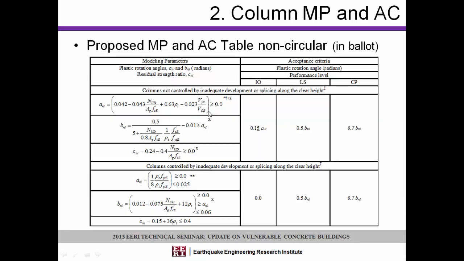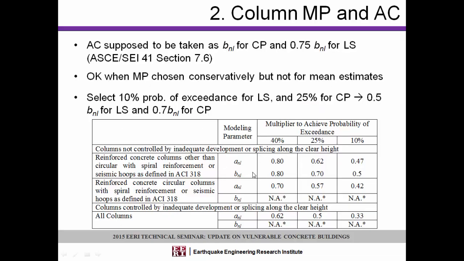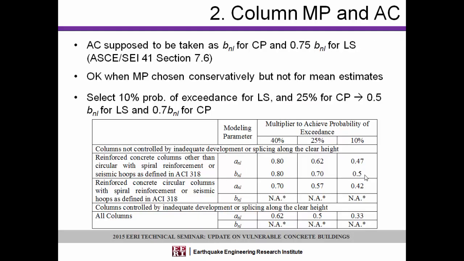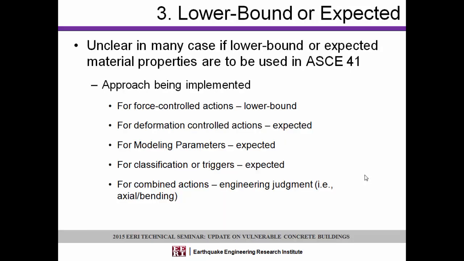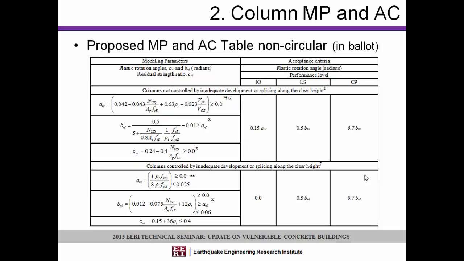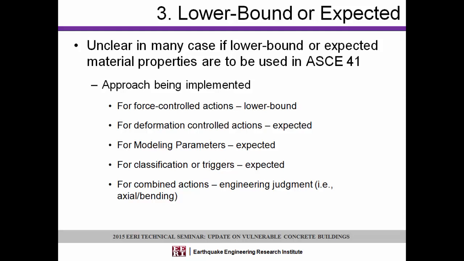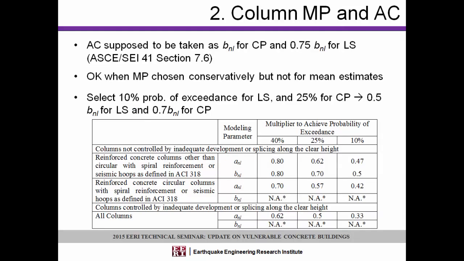40% probability of exceedance, you multiply by 0.8. To get 25%, you multiply by 0.7. And to get the 10% probability of exceedance, you multiply by 0.5. So I determined to take the 10% for life safety, 25% for collapse prevention. And these are the 0.5 and 0.7 multipliers that are here. So now you have life safety is 0.5 of the B term, collapse prevention is that 0.7 of the B term here. So this completes the modeling parameters for columns with splices and acceptance criteria.